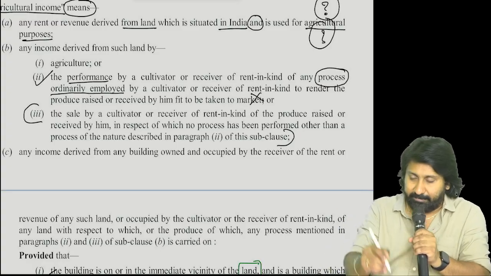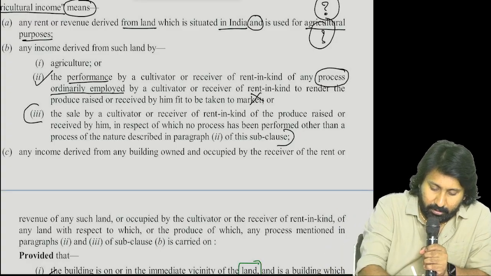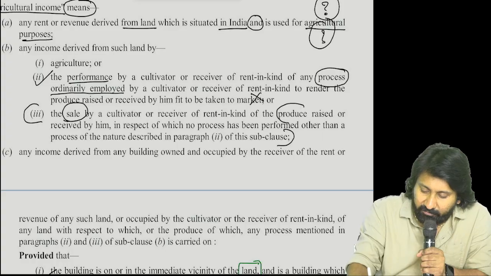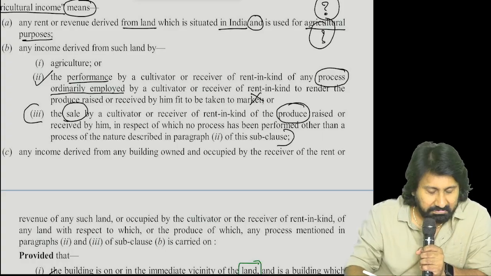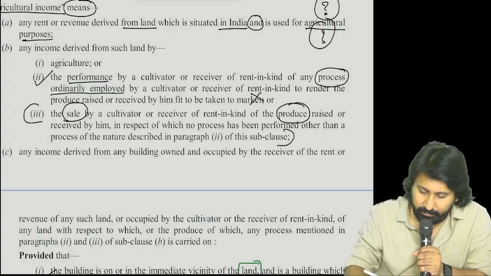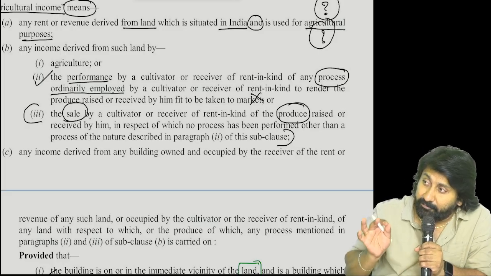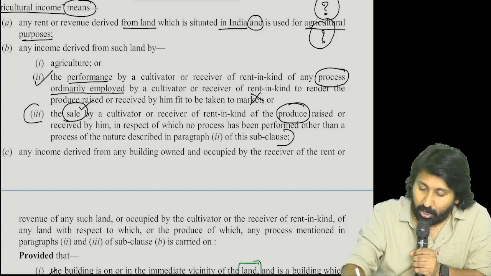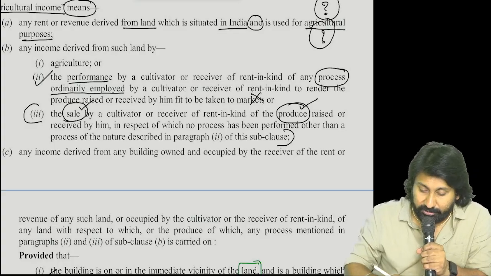Now listen carefully. Why am I telling this? See what I am doing. Sale of what? See, the beautiful language that they used is, I am doing a sale of agricultural produce.